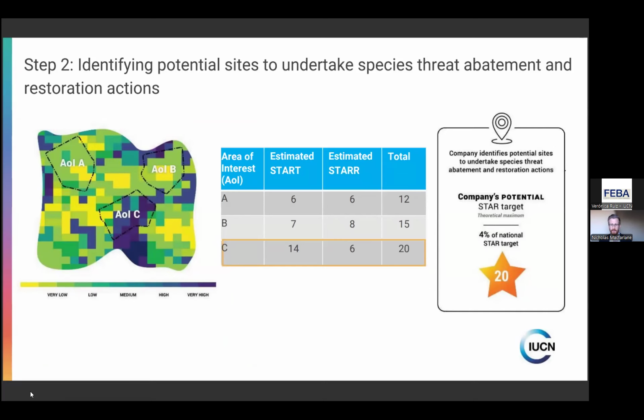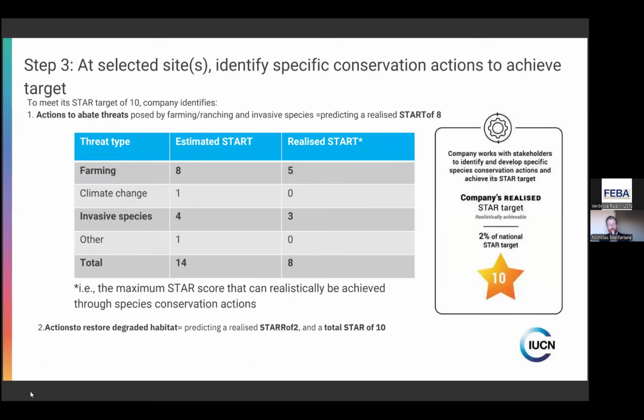Next slide, please. And then if you've chosen that site based on its highest potential, you can identify specific conservation actions to address threats, to achieve a target and their corresponding STAR scores. These could be actions that were identified directly from the STAR analysis, or conversely, a STAR assessment of actions driven by other considerations, such as climate adaptation goals.